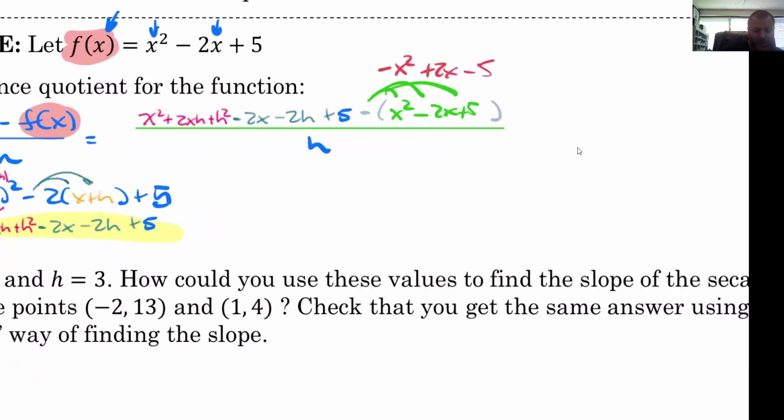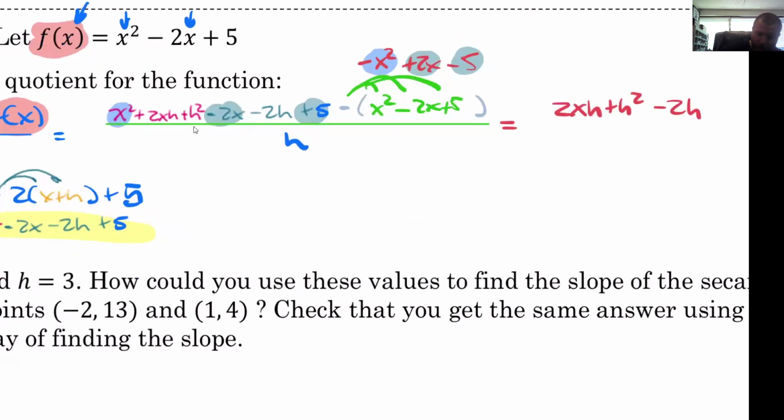Now, something nice is always going to happen when you're working with polynomials, which we'll talk about if you don't remember the name of them. This x squared and that x squared are going to cancel. This negative 2x and that positive 2x are going to cancel. This positive 5 and this negative 5 are also going to cancel. For polynomials, everything in your f of x should always cancel. So if I see what's left over, I have 2xh, I have h squared, and I have minus 2h, all divided by h.